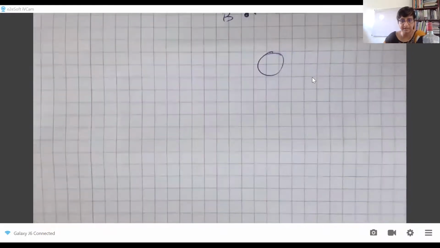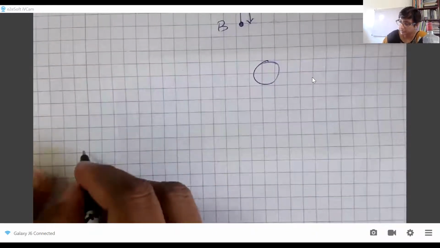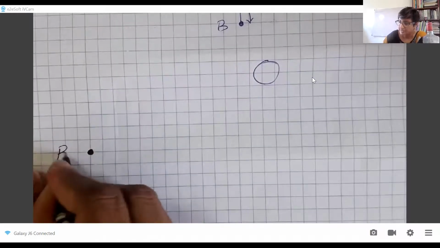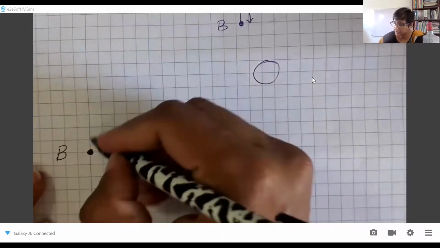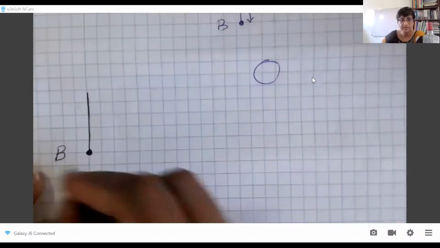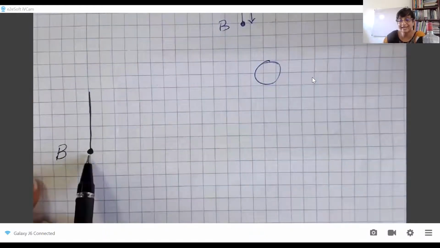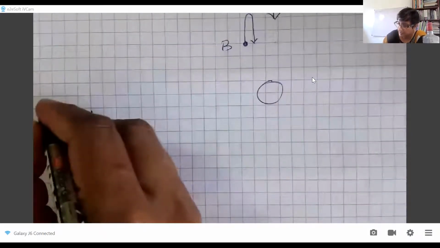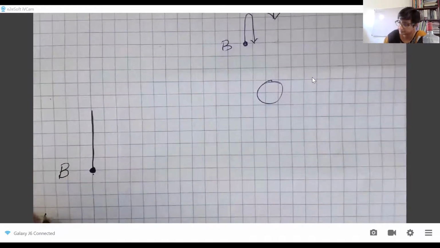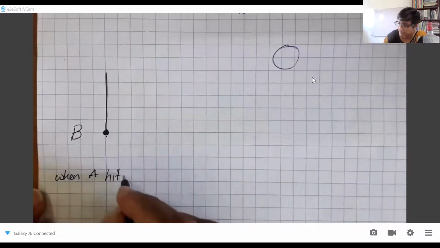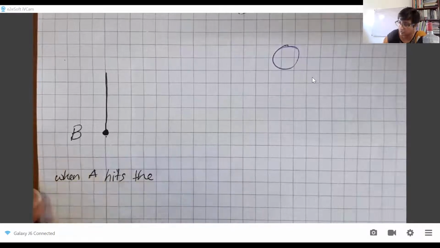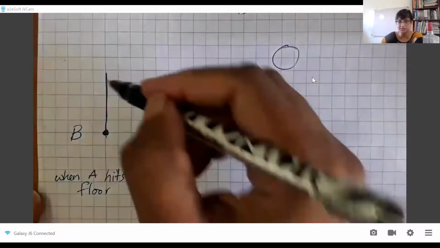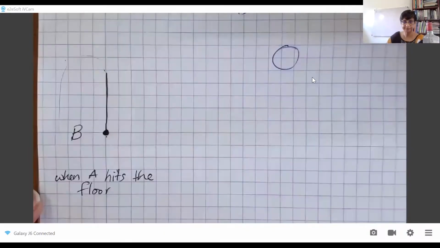Wait, let me explain it to you again in a different set of diagrams. I'm just drawing B now. This is B, and there's the string. This is B when A hits the ground. At the moment when A hits the floor, I haven't drawn the full thing. It's going like that. I have just drawn B.